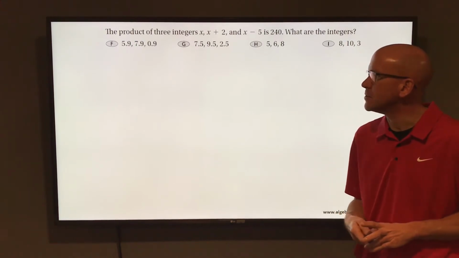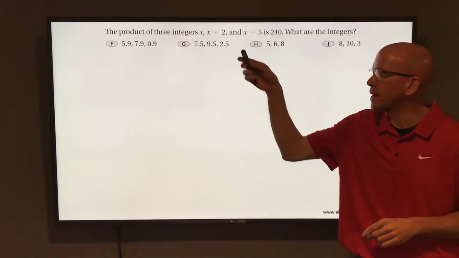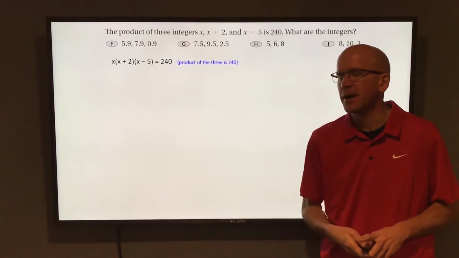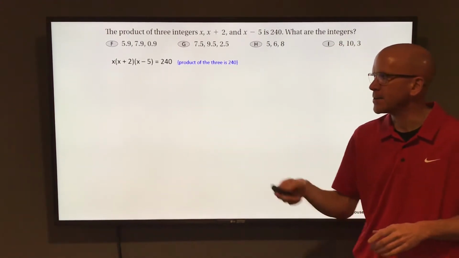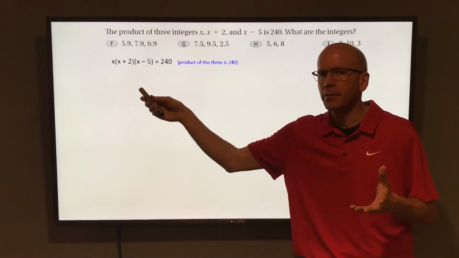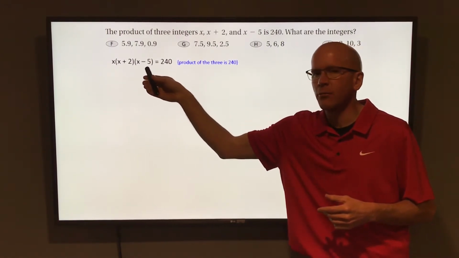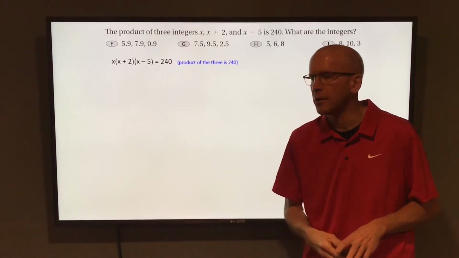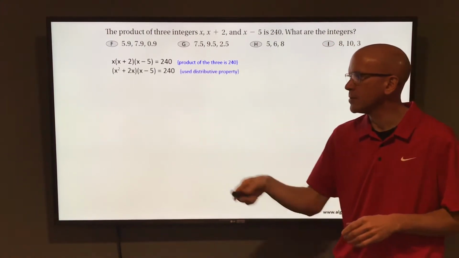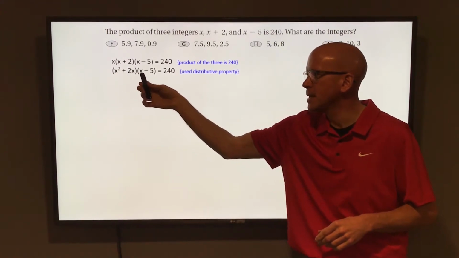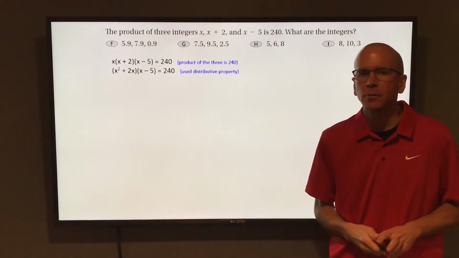The product of three integers, x, x plus 2, and x minus 5 is 240. What are the integers? So these three multiplied together equal 240. That means x times x plus 2 times x minus 5 equals 240. Now to take out the parentheses, you can do it a couple different ways. You could distribute the x through that first set of parentheses, or you could use the FOIL method of the distributive property with those two binomials. It's up to you. I'm going to distribute the x: x times x plus 2 is x squared plus 2x, times x minus 5 equals 240.